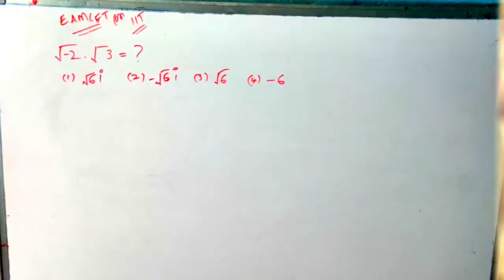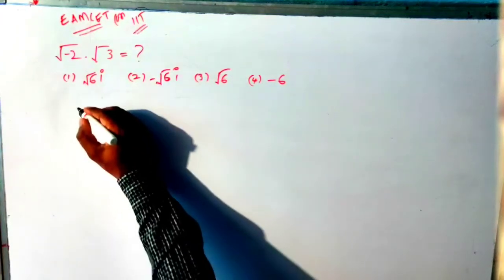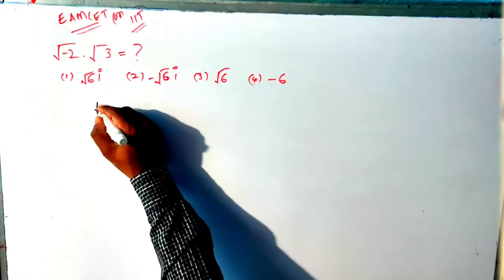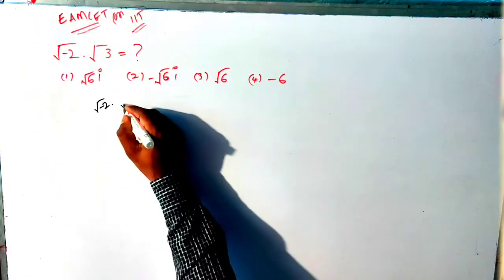Okay, next question. Square root of minus 2 into square root of 3, that equals how much? Options are root 6i, second one is minus root 6i, third one is root 6, fourth one is minus 6. So given that, we take here square root of minus 2 into square root of 3.